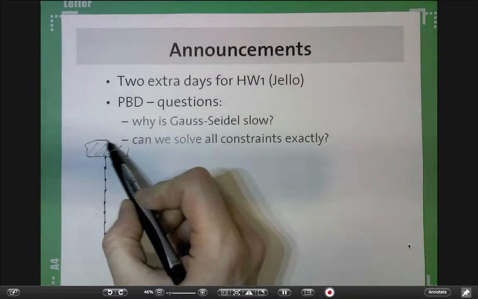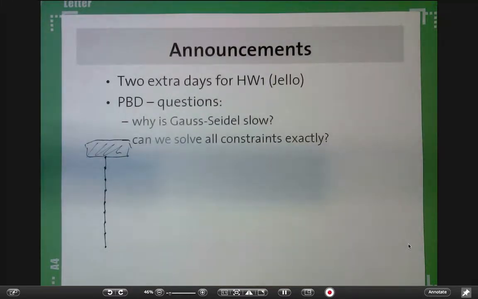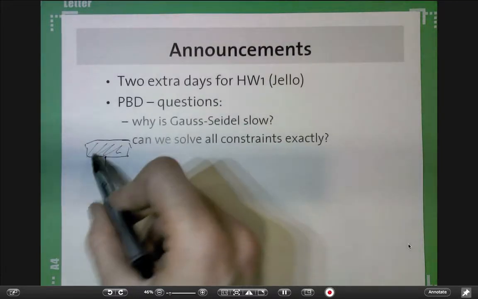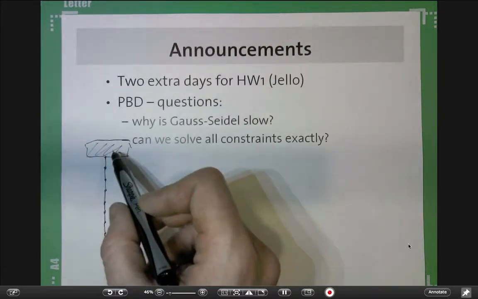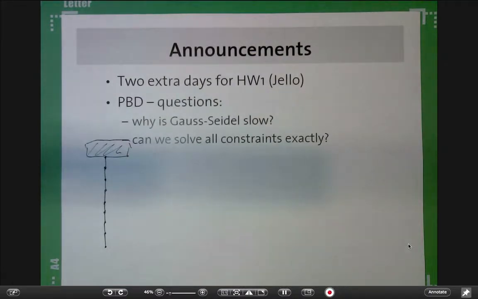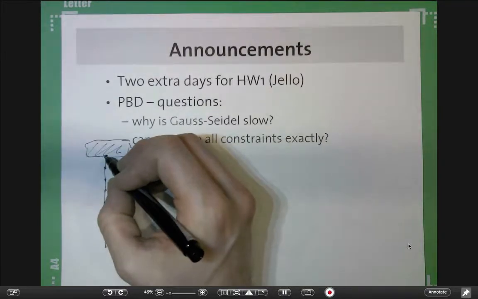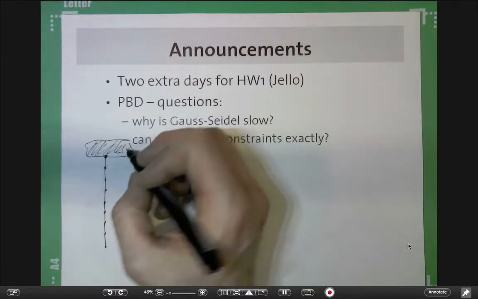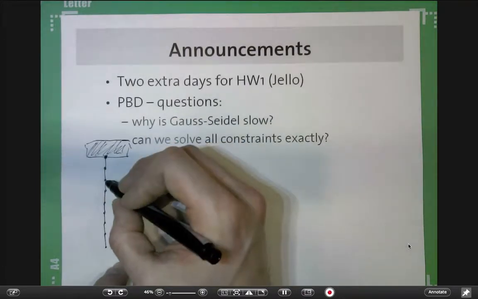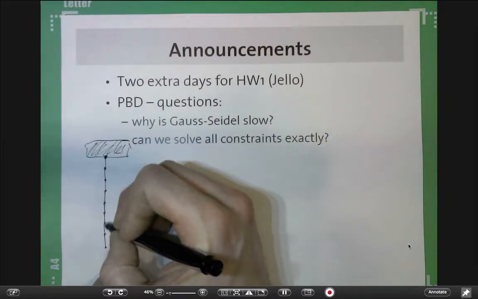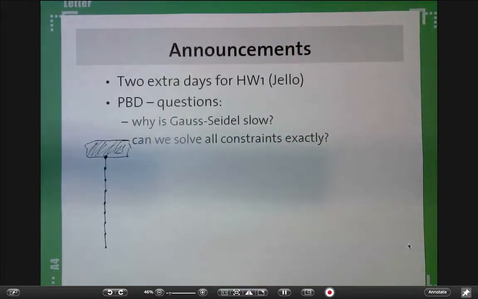So what is the problem of the Gauss-Seidel constraint projection step? Imagine I'm moving around this object, like some sort of bar that's movable. That means this vertex here is rigidly attached to my object, and these other particles can move arbitrarily, and they are joined using distance constraints, aka springs. So what is the problem with the Gauss-Seidel type constraint projection?